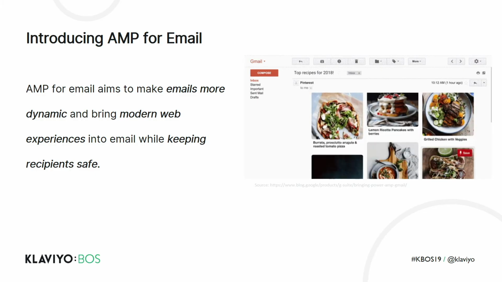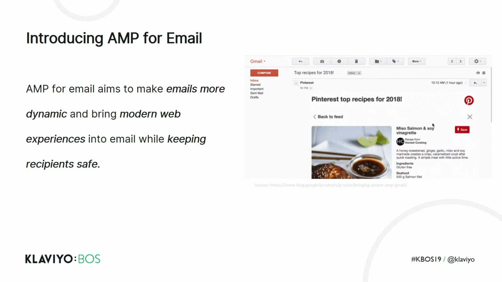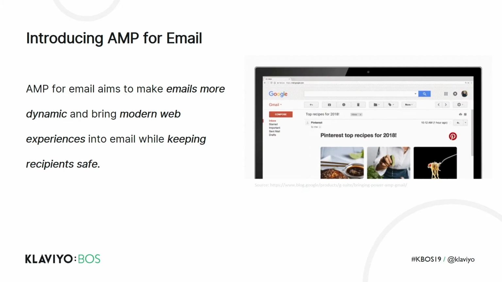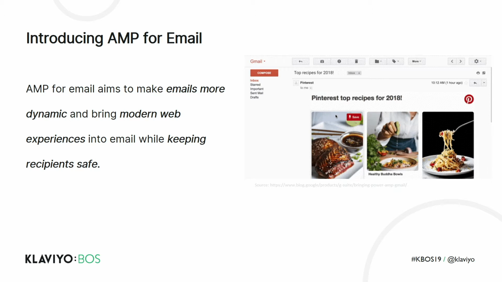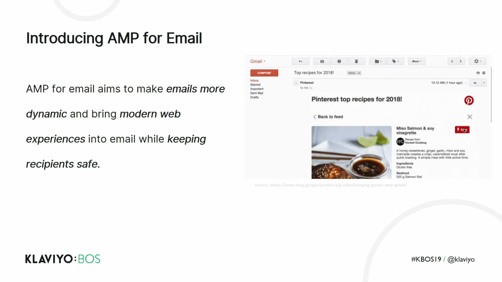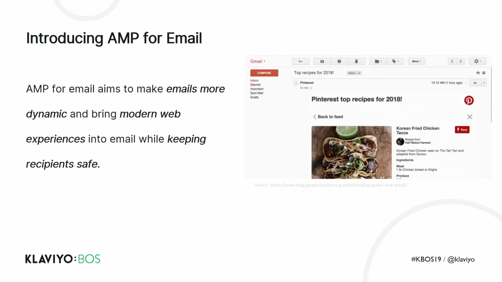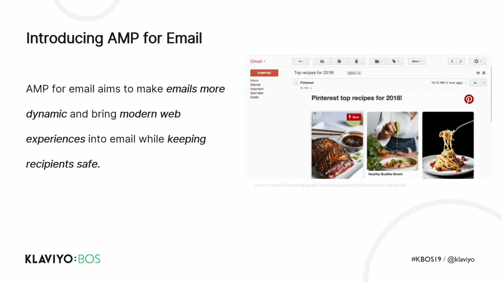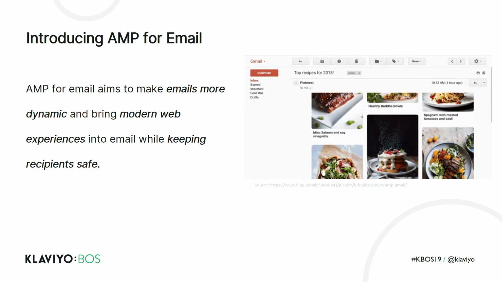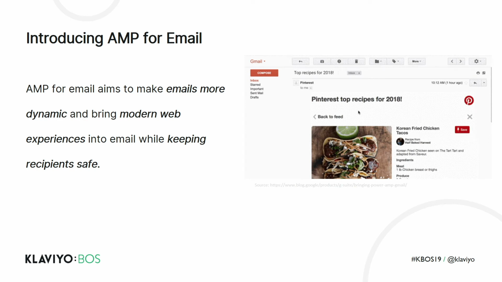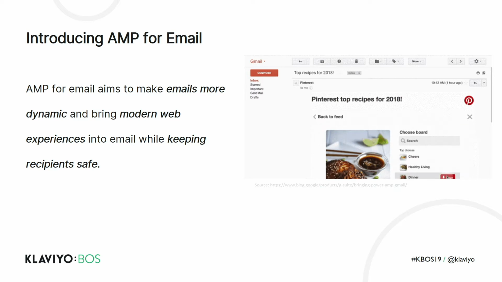Cool. Thanks, Sean. So AMP for email makes emails dynamic while keeping recipients safe. It gives you a web-like experience in an email client. It also is actually a subset of AMP on websites. So as you can see on the example on the right, you're able to click into a food item to view it in more detail. From there, you can do things like save it to your board and then return back to the original list. And you can do all of this in the context of your email client. But most importantly, you're able to do all of this while keeping recipients safe.